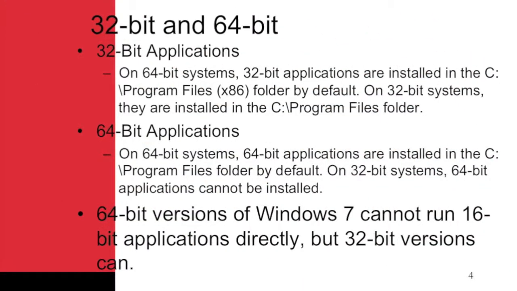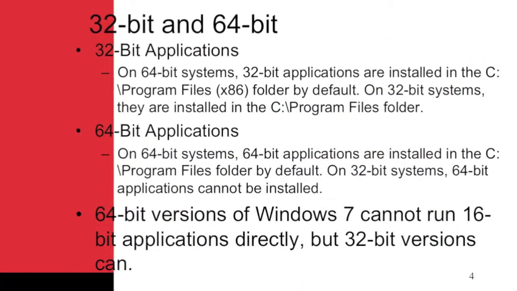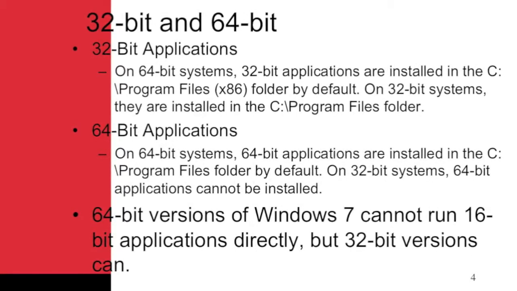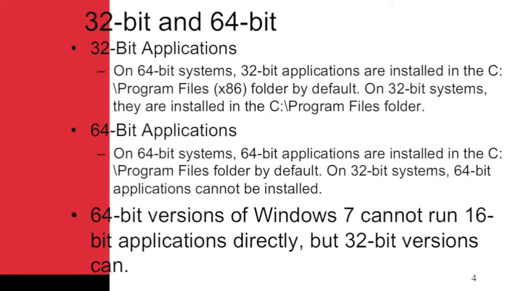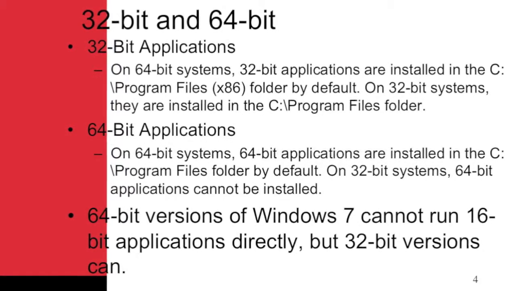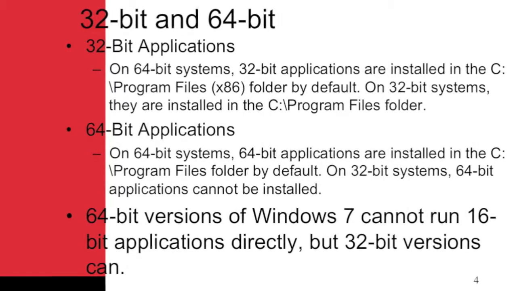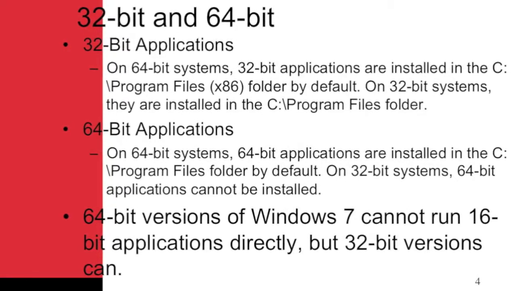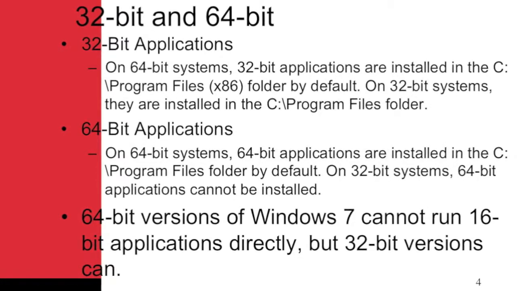It is common to run 64-bit versions of Windows 7, and this version has two different locations for applications. The 32-bit applications are stored in one location by default, and the 64-bit applications are stored in another. Keep in mind, if you have older legacy 16-bit applications, they will not run natively on a 64-bit version of Windows 7.